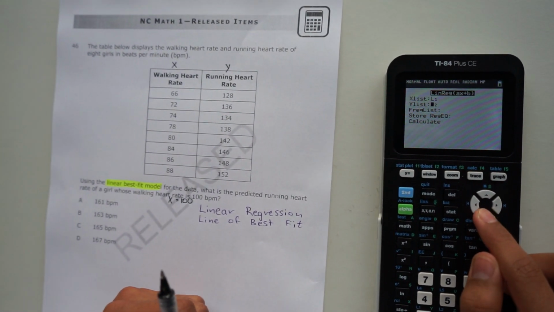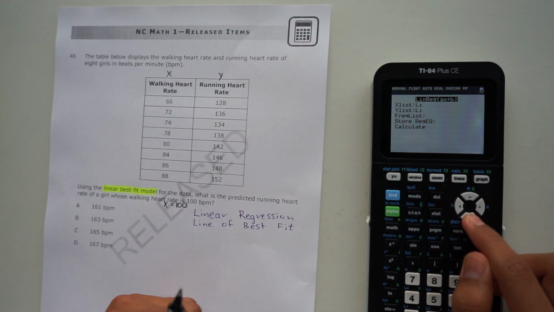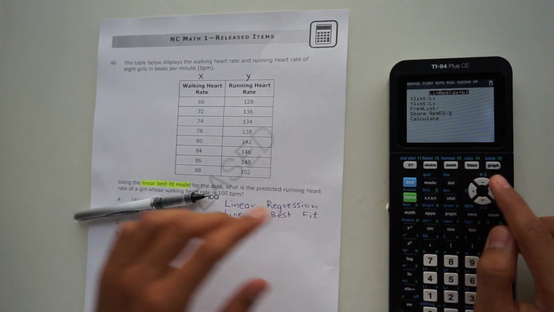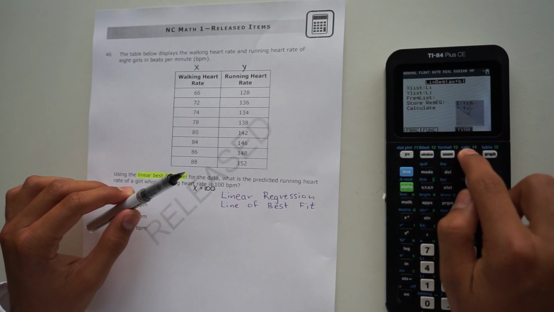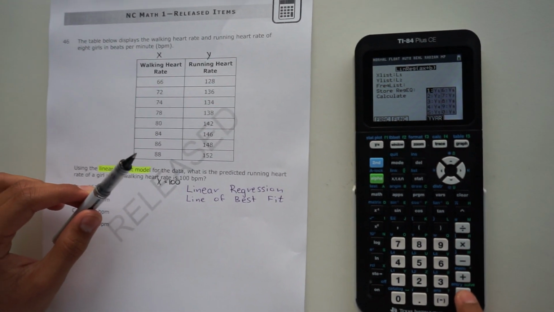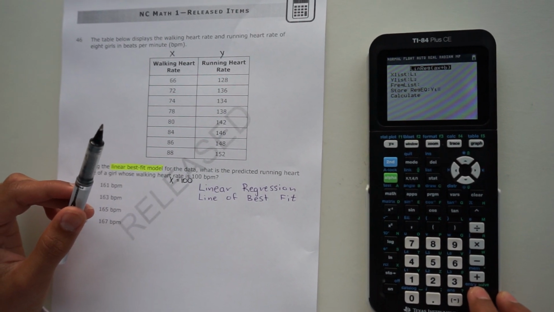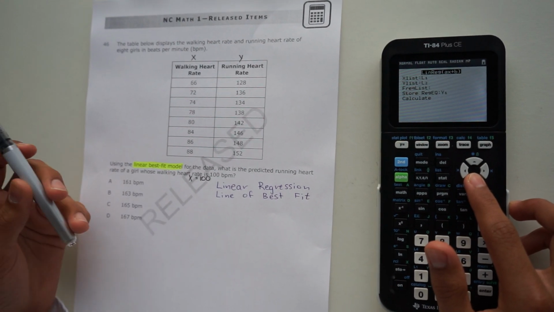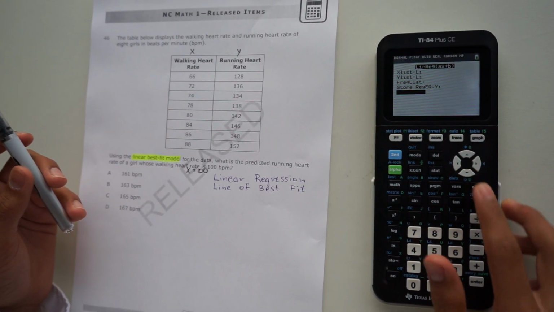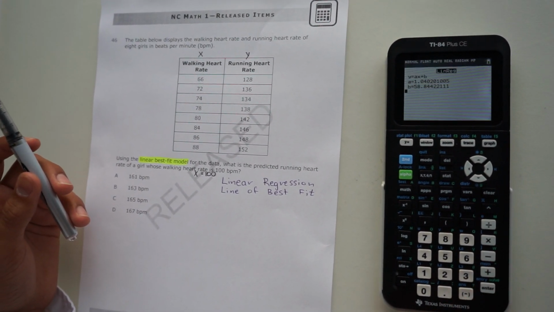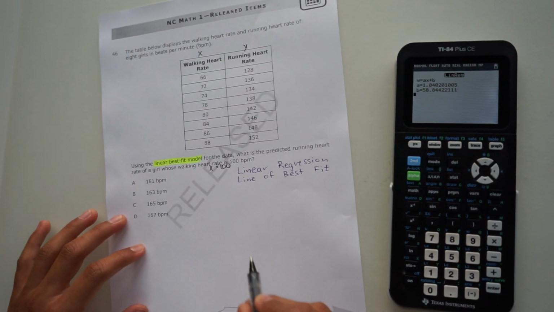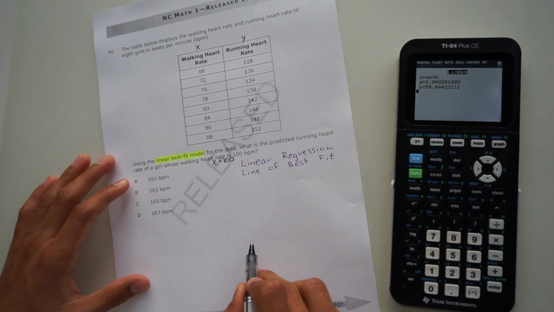Now we're going to go down to where it says Store Reg EQ. We're going to hit the alpha F4 button and press the Enter for the number 1. This will be helpful later on when we turn on the stat plot. Then we will go to Calculate and press Enter. Now it has given you the equation for the line of best fit.